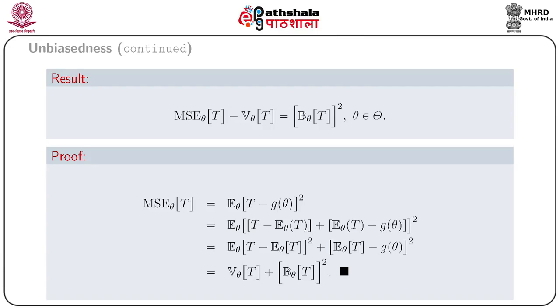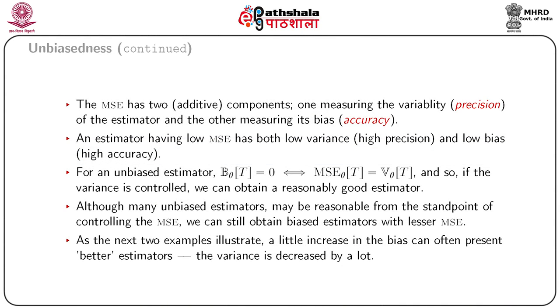The last term is equal to 0. Therefore, MSE of T is equal to expectation under theta of (T minus expectation of T) whole square plus (expectation of T minus g(theta)) whole square, which is equal to variance of T plus square of the bias of T. Thus, MSE incorporates two components, one measuring the variability of the estimator, that is the precision, and the other measuring its bias, that is the accuracy.